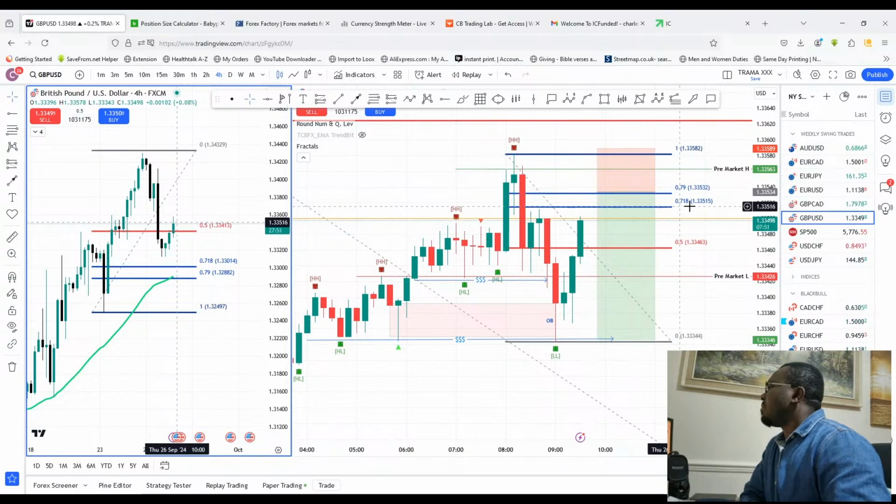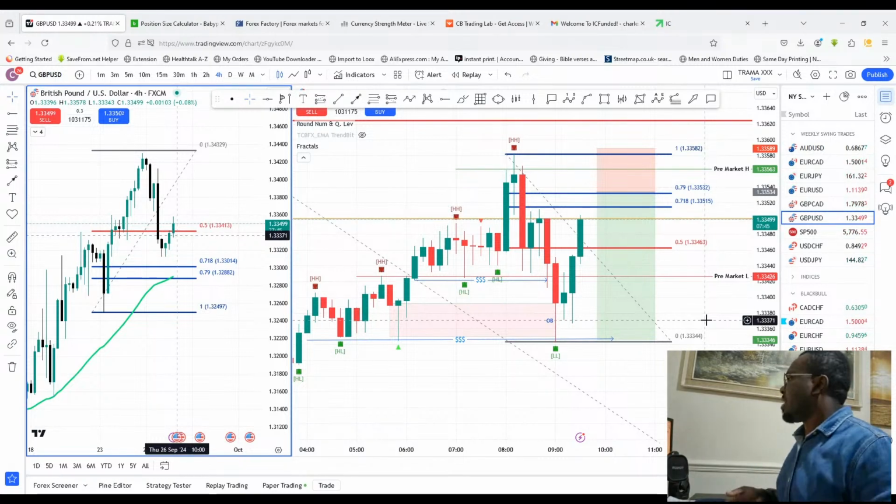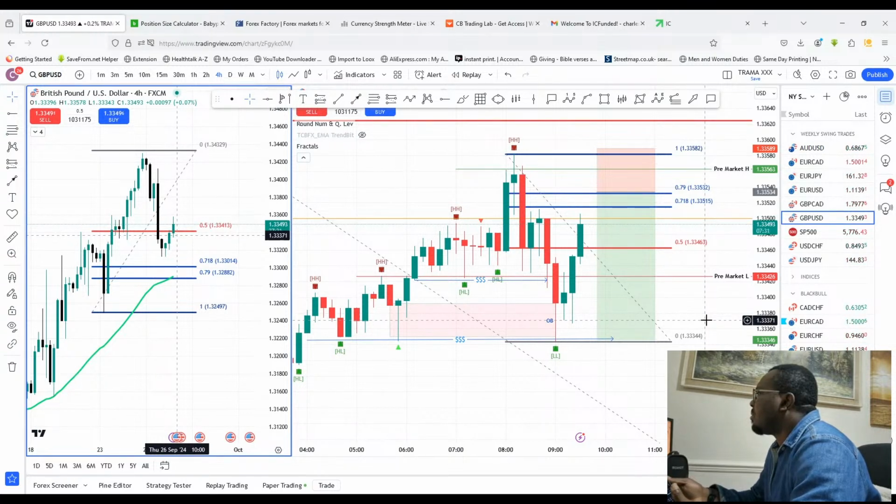So my first entry will be at 1.33515. That would be where my first entry will be. I'm going to put it as a limit order, a sell limit, at 1.33515. That will be my first entry.